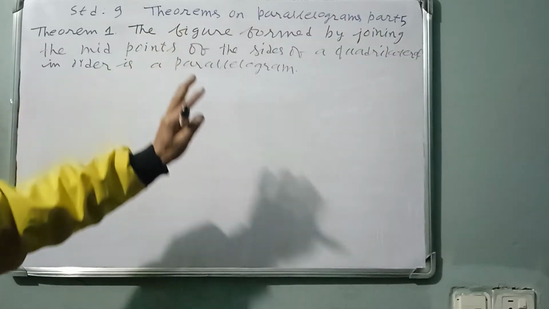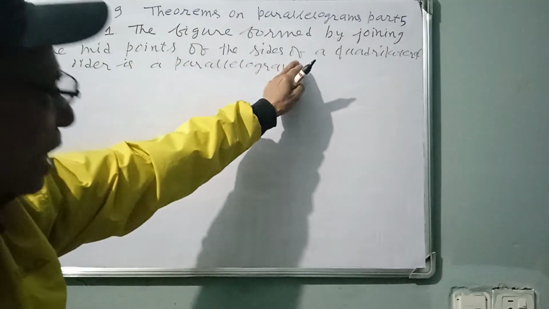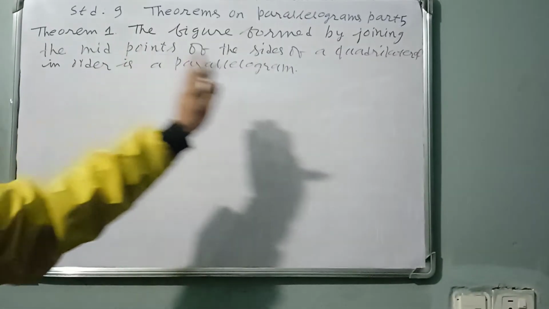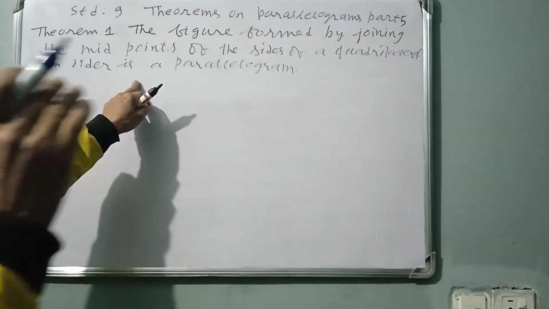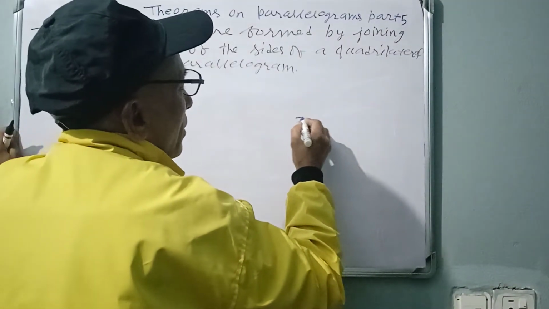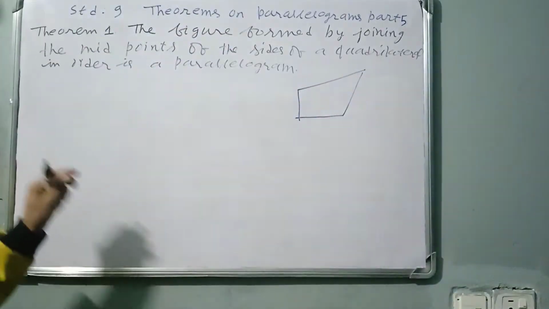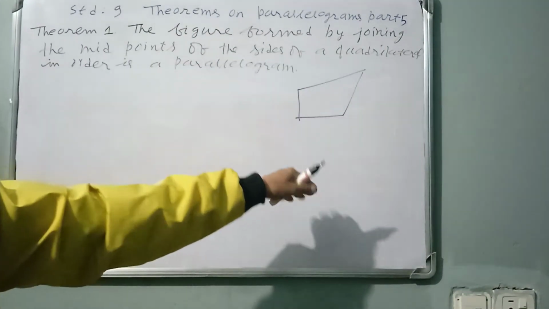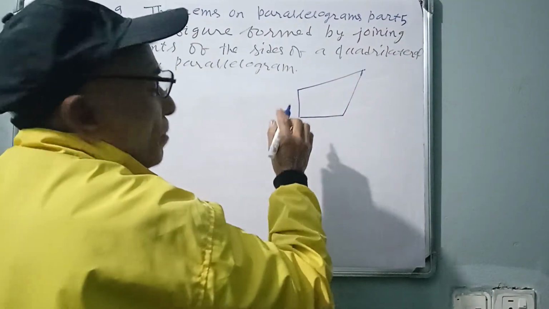How to draw the diagram? First of all, a rough sketch. The figure formed by joining the midpoints of sides of a quadrilateral. What is given? Quadrilateral given. Midpoints are joined. That is also given. And prove that the new figure is a parallelogram. See how to write down the diagram. This is any quadrilateral. This quadrilateral can be a rectangle, square, or any quadrilateral.